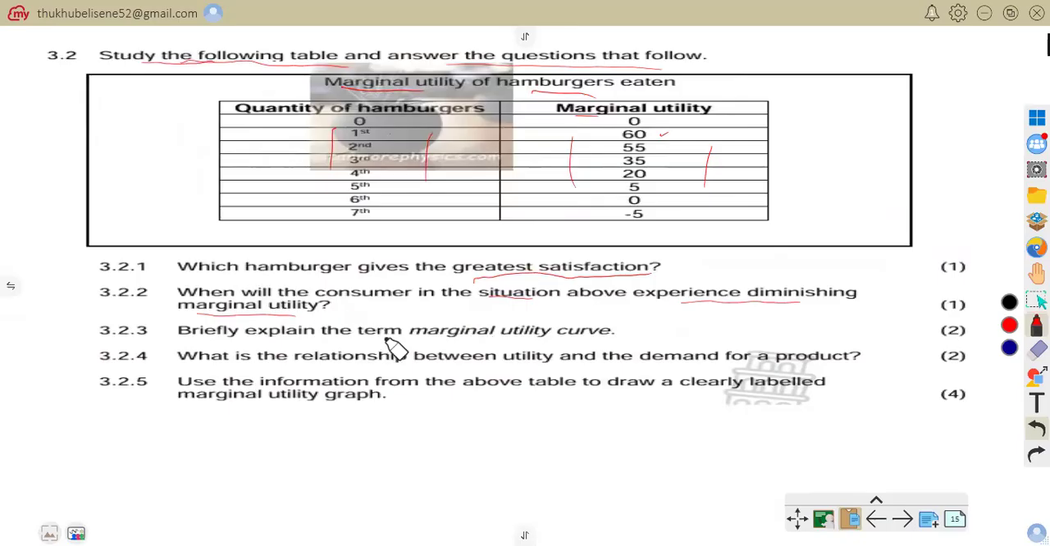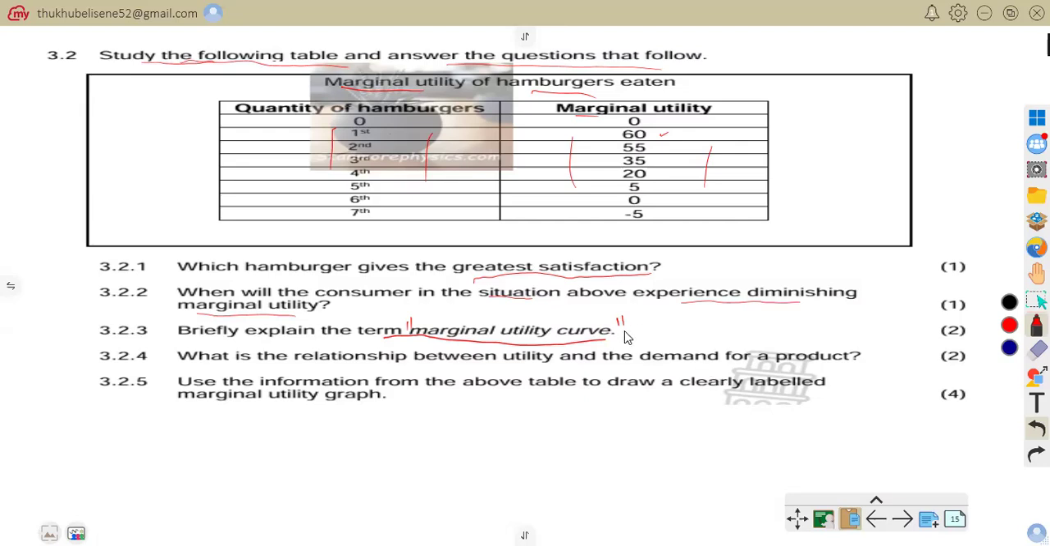Briefly explain the term marginal utility curve. So we are to explain the term marginal utility curve.